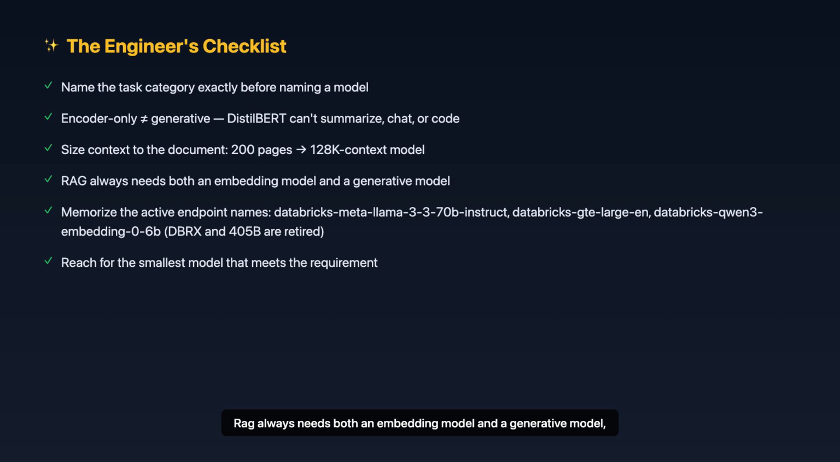RAG always needs both an embedding model and a generative model, never one in place of the other. Memorize the active endpoint names, Llama 3.3 70B for generation, plus the 2 embedding ones, and remember that both DBRX and the 405B endpoints are retired. And above all else, reach for the smallest model that meets the requirement. DataDino spent 2 weeks learning this the expensive way. With this checklist, you can run the same filter in 5 minutes before you deploy. Now let's put it to the test.